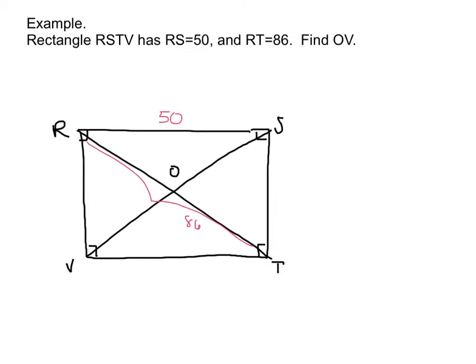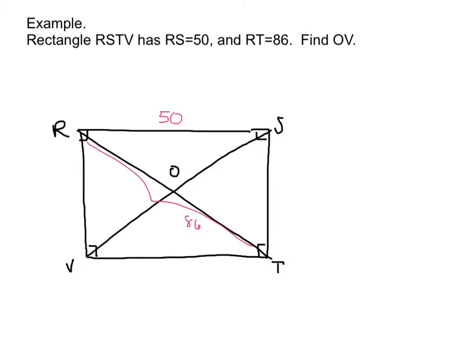And I want to find OV. So I want to find the length from O to V. Alright, well, what I'm thinking is, right now we can't do this. Right now we can't determine what OV is based upon the 50 or the 86. Notice how OV is part of the other diagonal, it's part of SV.